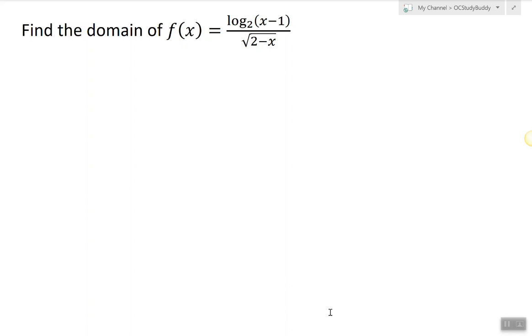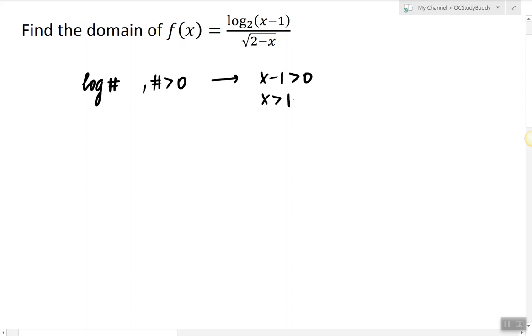So the first constraint is that what's inside of the logarithm always must be strictly greater than 0. That means x minus 1 strictly greater than 0, which implies that x is greater than 1.